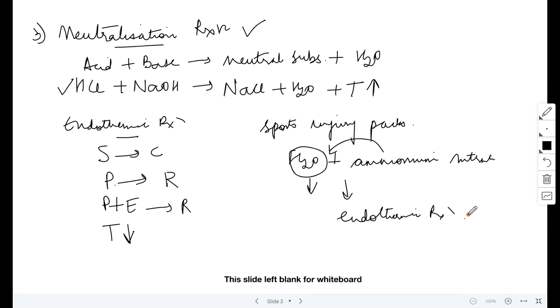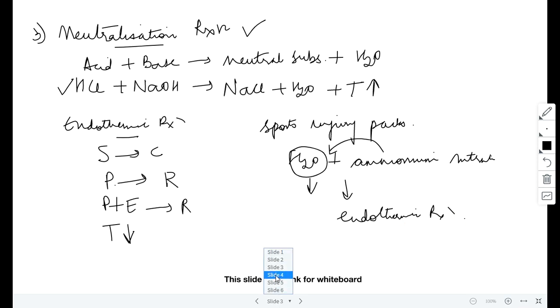When you put that cold pack on, what will happen when you squeeze it? The ammonium nitrate is going to the water which is present in the pack, and it causes an endothermic reaction. That means it starts absorbing the heat. When you start absorbing the heat, the swelling will reduce. You understood?